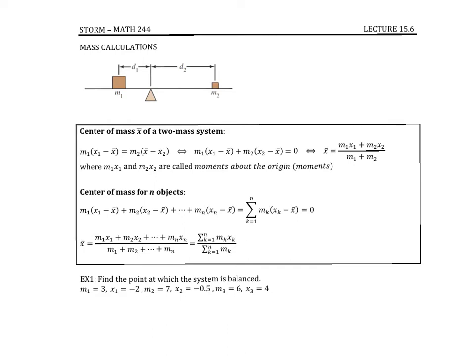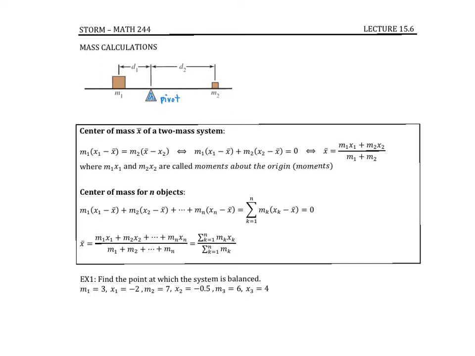Let's say that you could think of this as a seesaw, and you want to figure out where you're going to put your balance, or what we call our pivot. So if we look at this triangle here, this would be our pivot. Where do we put our pivot so everything's balanced?